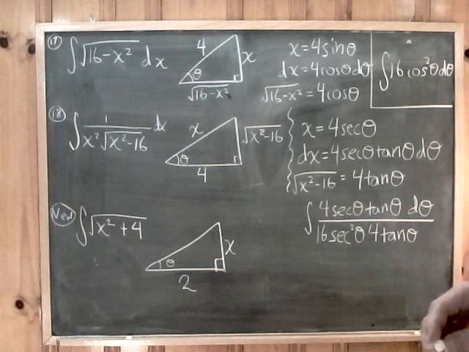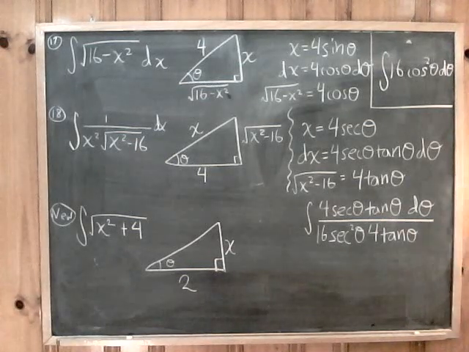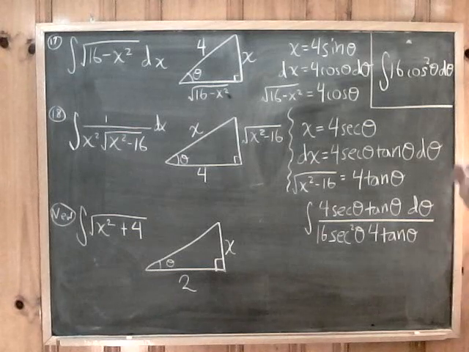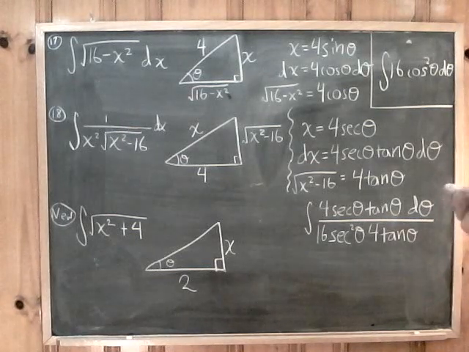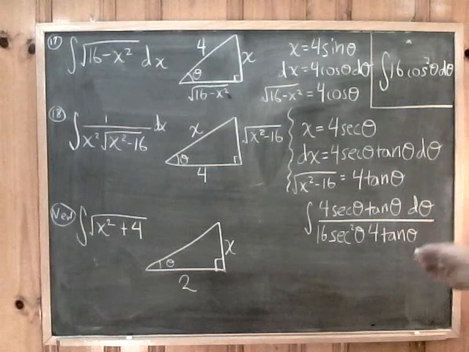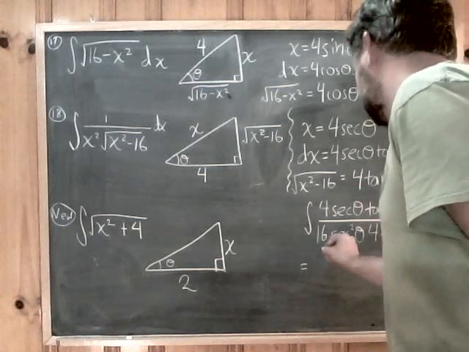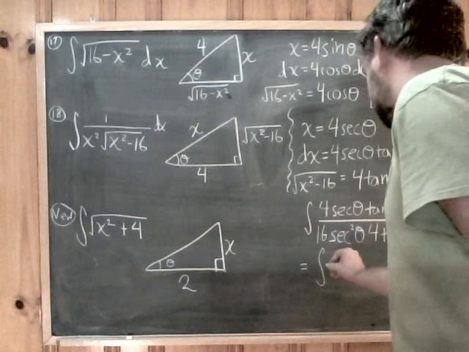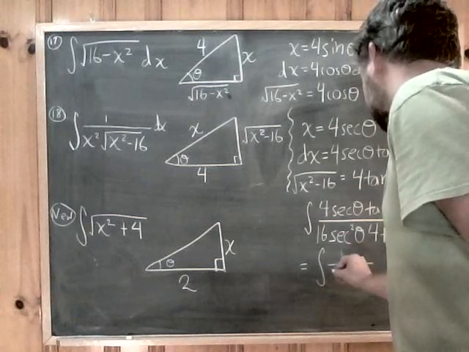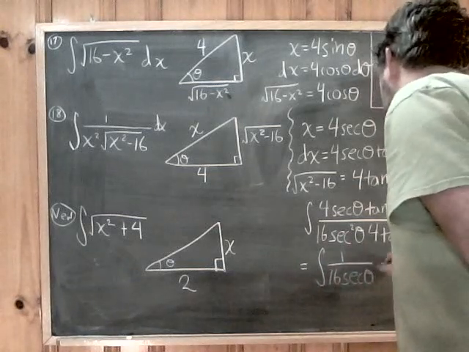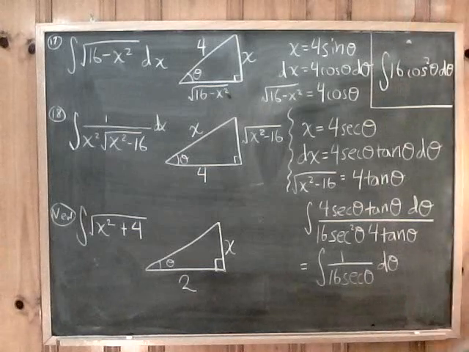And then you can cancel some things. The 4 tangent theta on top and bottom both cancel, and the secant theta on top cancels with one of the secant thetas underneath. So it cancels out a lot. We could do that, cancel, and have just 1 on top, and be left with a 16 secant theta on that bottom. So that'll work.